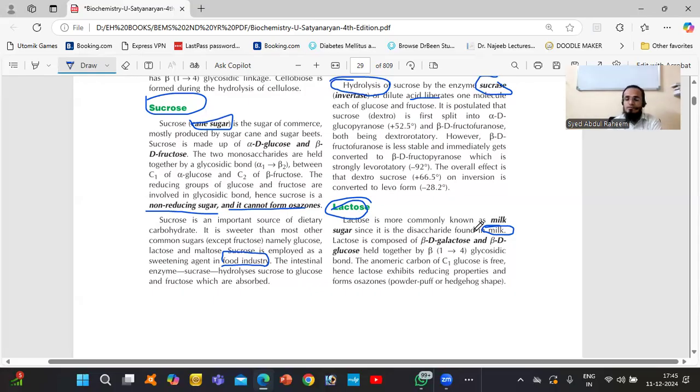Nowadays we are getting injected or steroidal milk, or sometimes duplicate milk also, made with the help of chemicals.